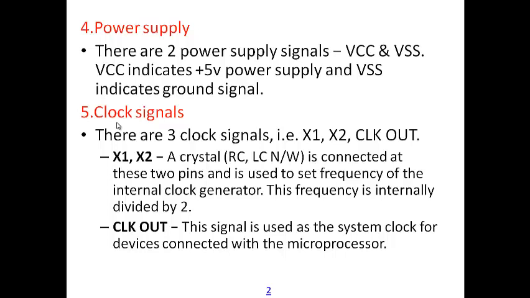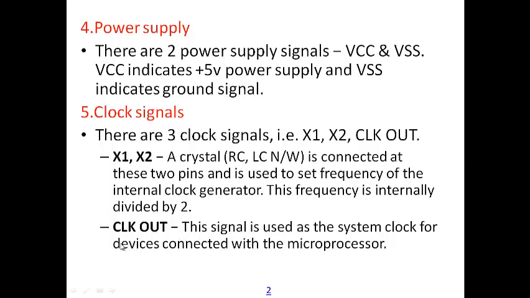So there are 2 pins, X1 and X2, across which you have to connect your clock or crystal. Nowadays we use a crystal; initially it was an RC combination and so on. This is used to set the frequency of operation. Generally for the 8085 microprocessor we use 6 MHz, which is internally divided by 2. So the operating frequency is 3 MHz.